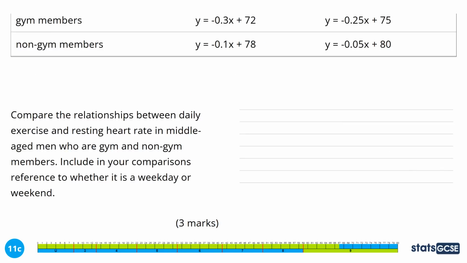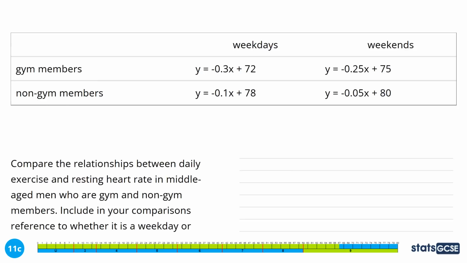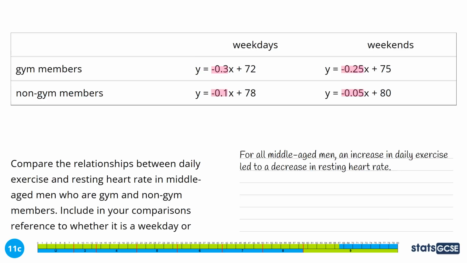Compare the relationships between the daily exercise and resting heart rate in middle-aged men who are gym and non-gym members, including in your comparisons reference to whether it is a weekday or weekend. Looking at our table, we can first of all notice that all of the coefficients of the x are negative. That means that for all middle-aged men, an increase in daily exercise led to a decrease in resting heart rate.